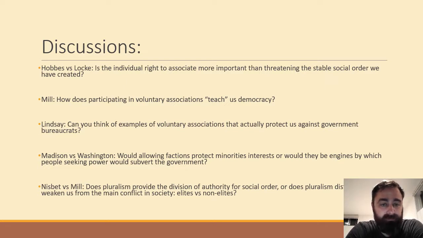Then Lindsay, what examples of voluntary associations protect us from government bureaucrats or this monolithic bureaucracy? If you start to think, you can come up with quite a few examples, and this is actually quite an interesting perspective. Madison versus Washington. Would allowing factions protect minority interest, or would they be engines by which people seeking power would subvert the government?